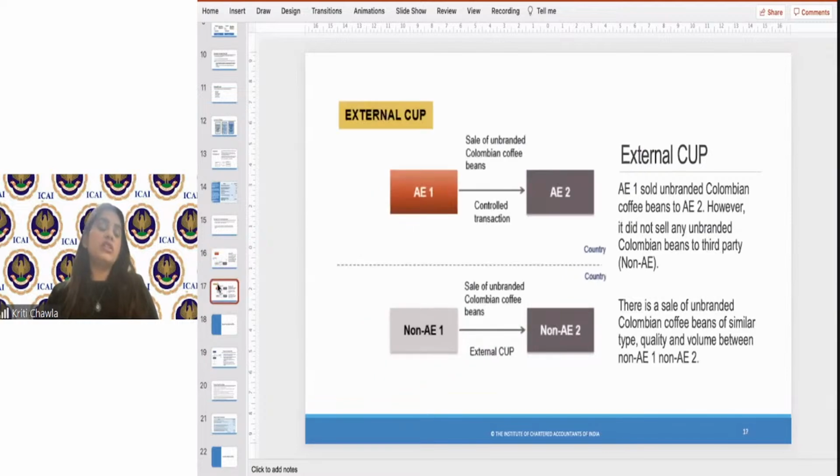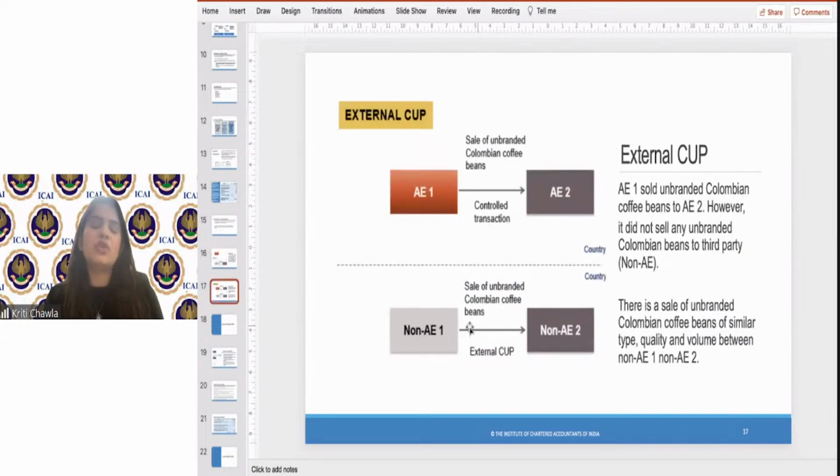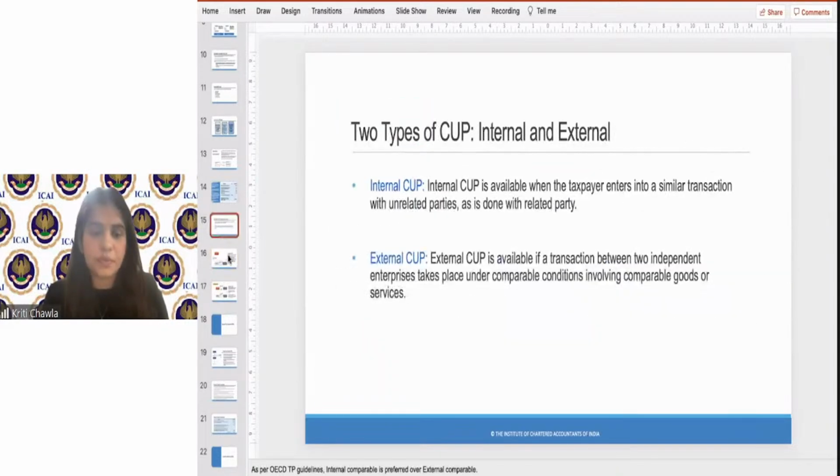Another problem that can be there in external CUP is that you might have to make a lot of adjustments, maybe because these are two random parties, maybe the agreement is not available, maybe you're not able to find out exact information on how dealings are done between these two parties. So they say that internal CUP is the best because you have all information available in this situation. But in this situation, because these are two random parties, all information is not available. So internal CUP is preferred over external CUP.